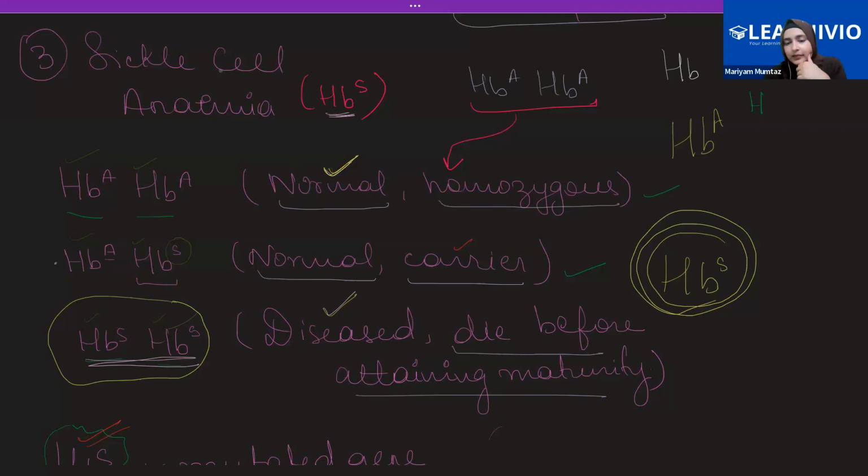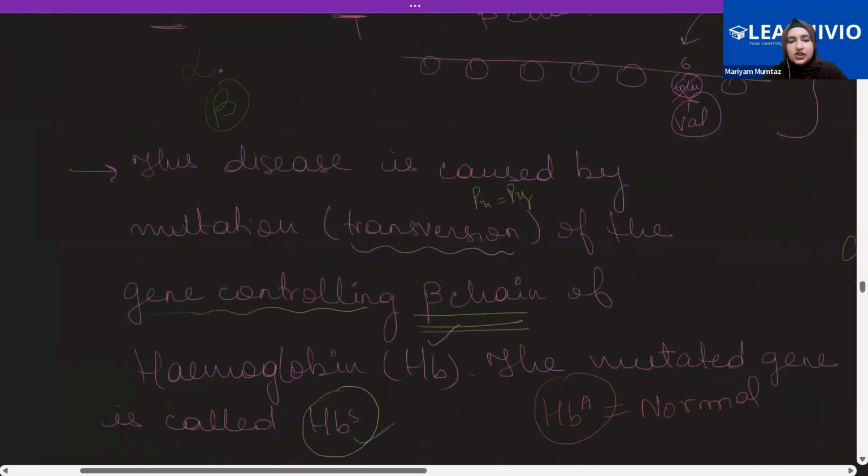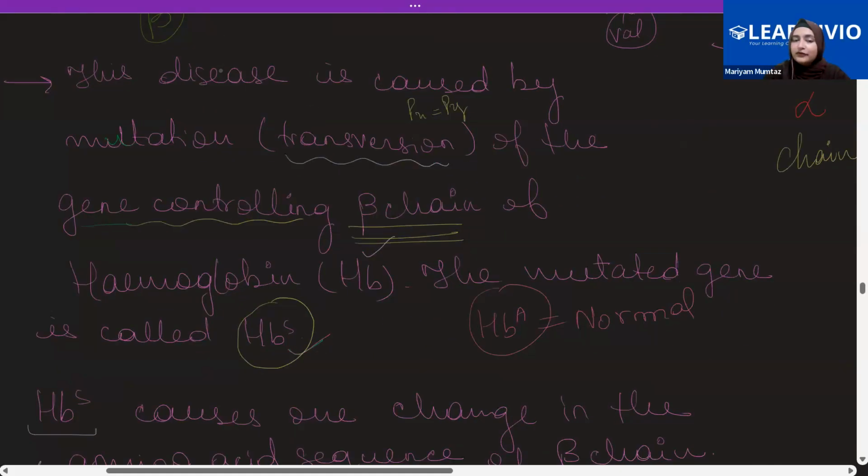HBS is the diseased person and they die before attaining maturity. Again, now what happens in this disease? See, the HBS is a mutated gene yet again. Okay, because all of these diseases are because of mutation. So it is a mutated gene. So which type of mutation actually occurs?